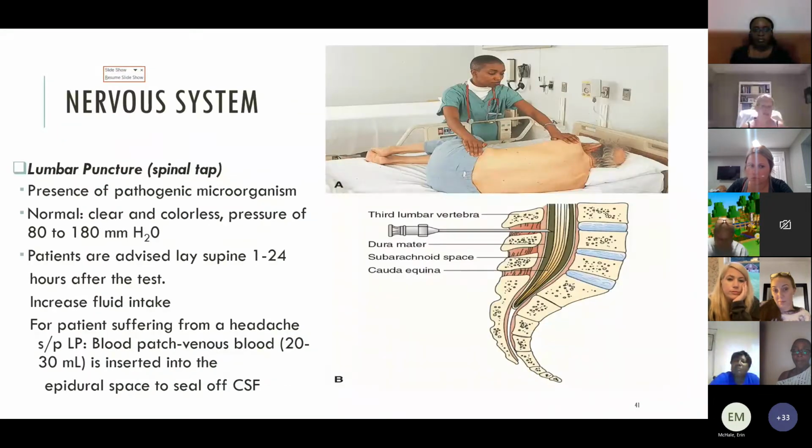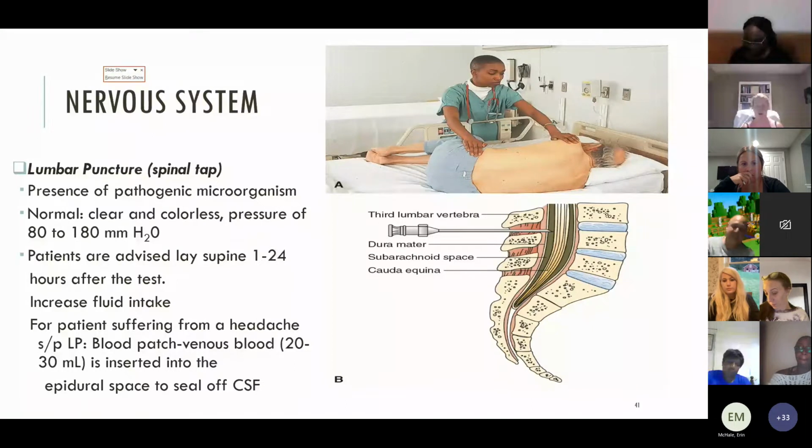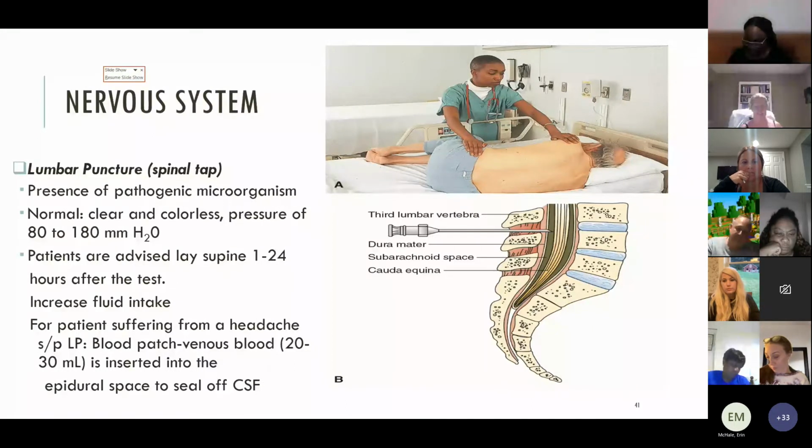Another test that we can do is a lumbar puncture. This is important. You guys will need to know this. If we think the patient has a bacterial infection and we don't know where it's coming from, or if we think they have meningitis or something going on in their brain, there are a lot of different reasons we may do it, but we can go in and do a lumbar puncture. This is where we take a small sample of cerebral spinal fluid out and send it off to have it looked at to see what's going on.